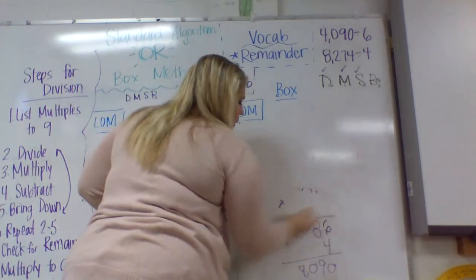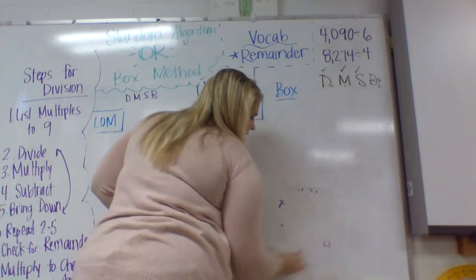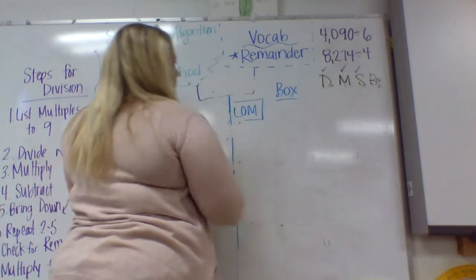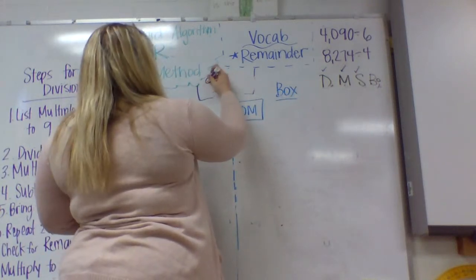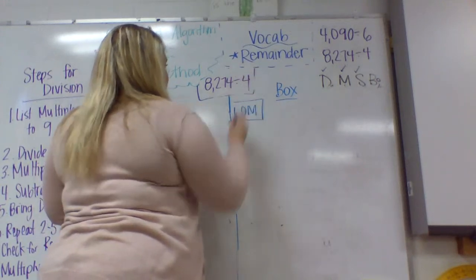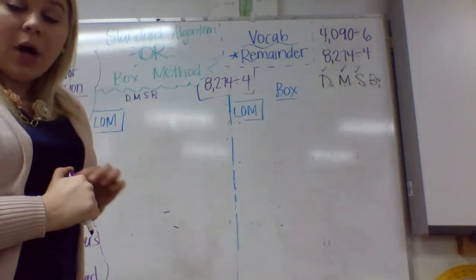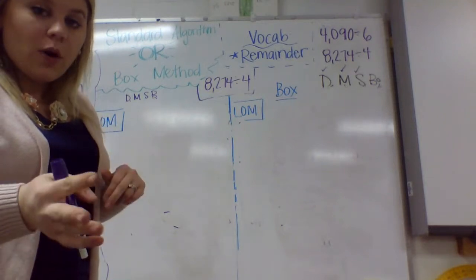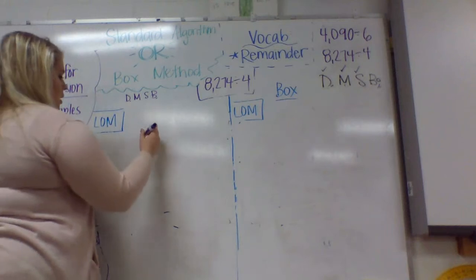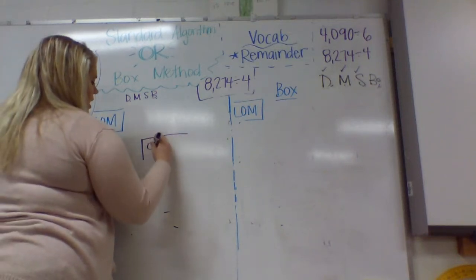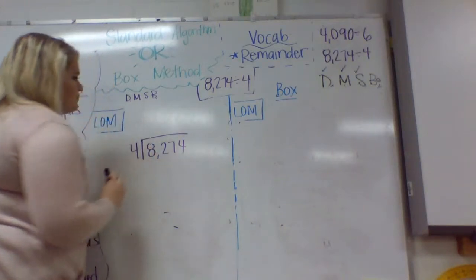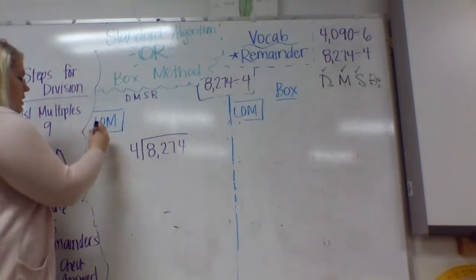So the last 4-digit dividend divided by 1-digit divisor that we are going to look at today is 8,274 divided by 4. So go ahead and pause, work that out, either standard or box, and then play to check yourself through. So we have 8,274 divided by 4. I need to list my multiples.